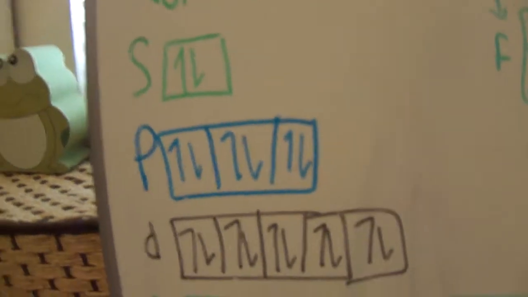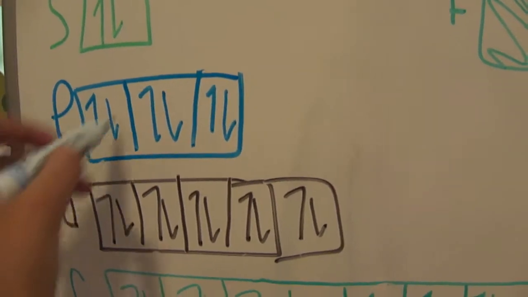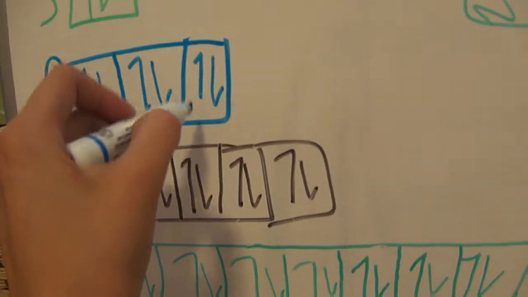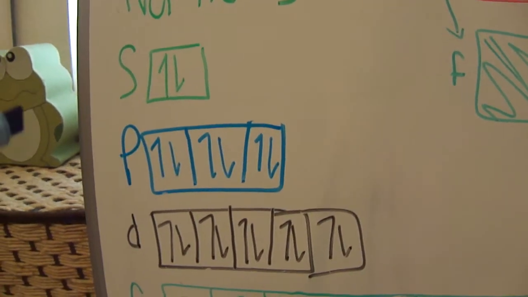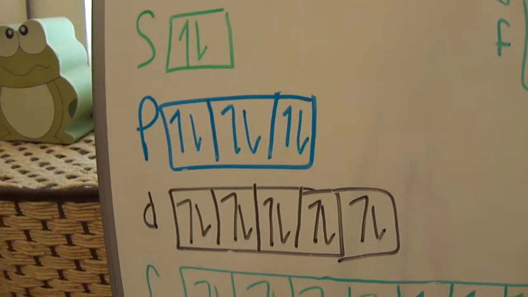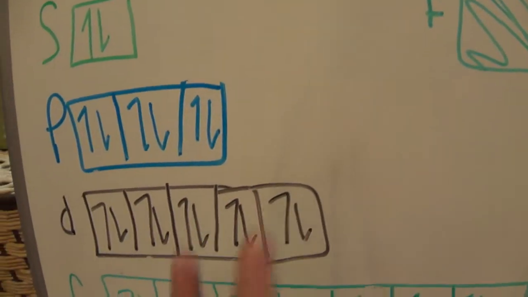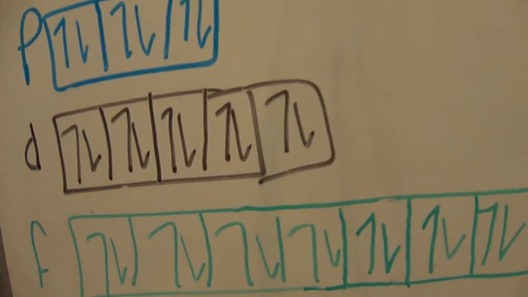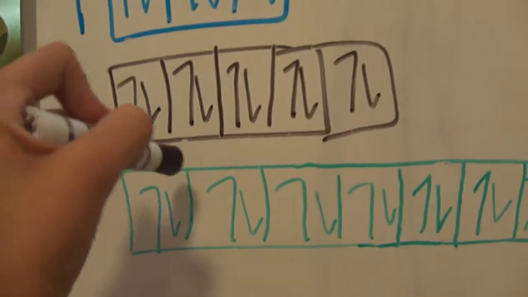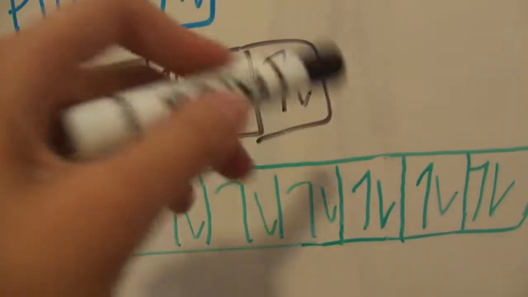The P has 3 orbitals, which means it can have up to 6 electrons. So it's 1, 2, 3, 4, 5, 6. Always remembering that you draw the arrows pointing up first, and then you go back and draw the ones pointing down. D has 5 orbitals, which means it can have up to 10 electrons. So it's 1, 2, 3, 4, 5, 6, 7, 8, 9, 10.